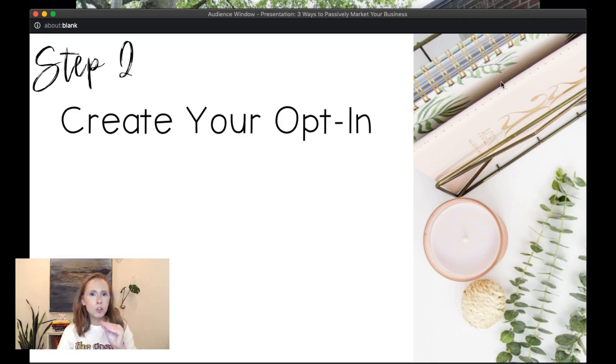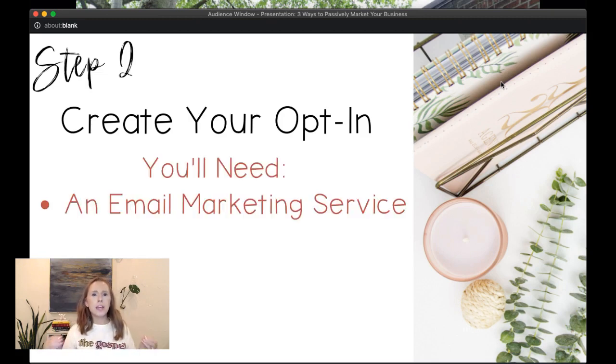Okay, so in order to do this, you're going to do 3 steps. First step is you need to pick an email marketing service. So let's say that you're not already signed up for an email marketing service, you're going to need to pick one. There are tons out there. Personally, as a free option, I love MailChimp. Okay, you don't need a website. They have their own landing pages that you can use for free.